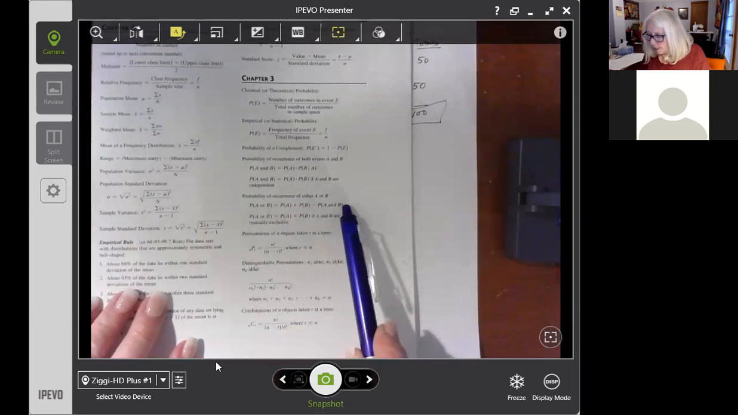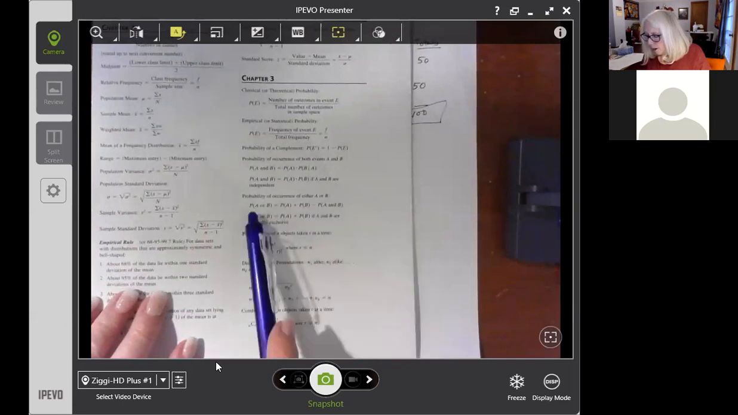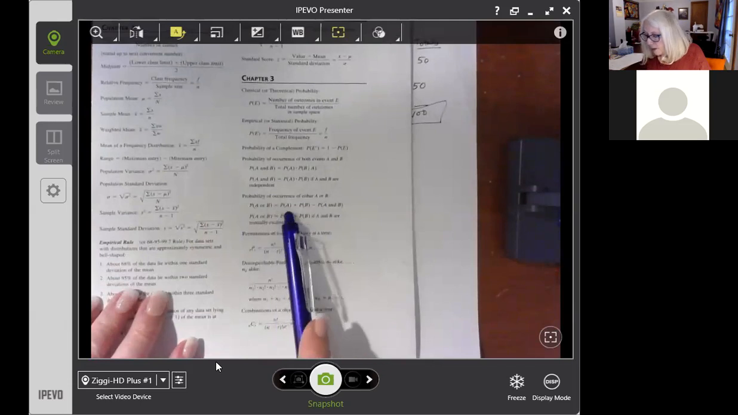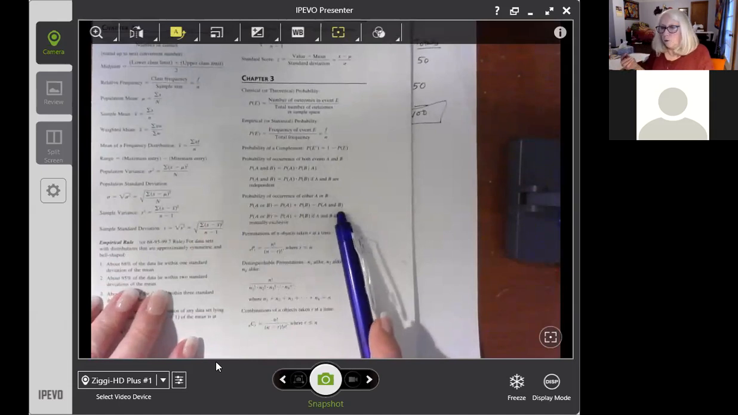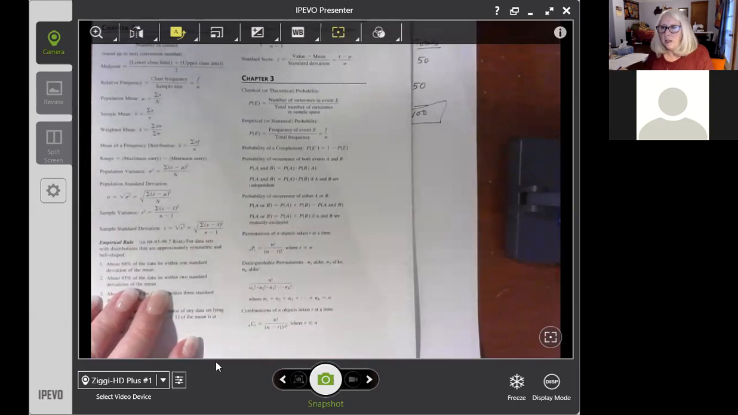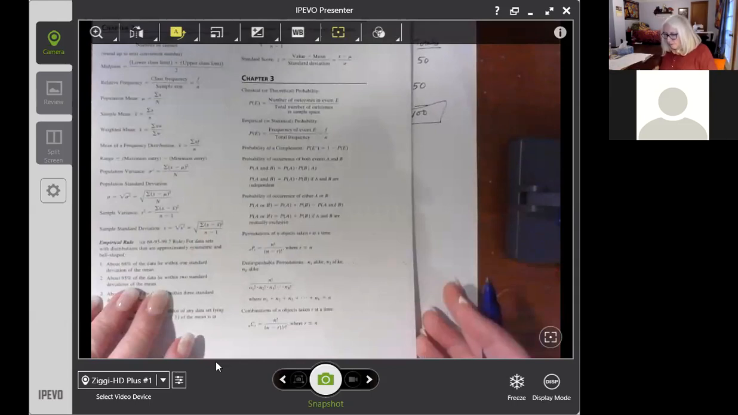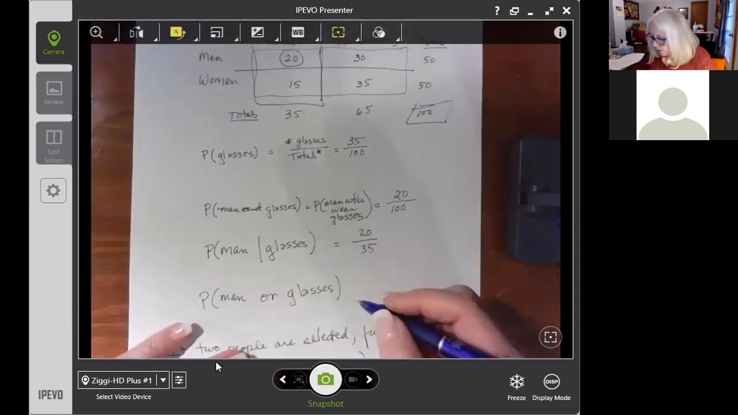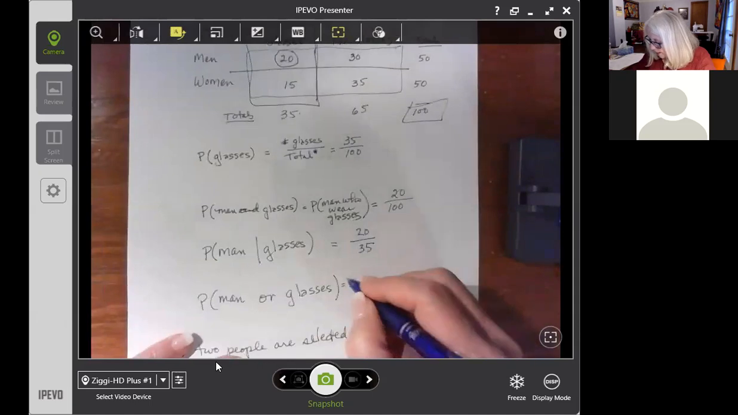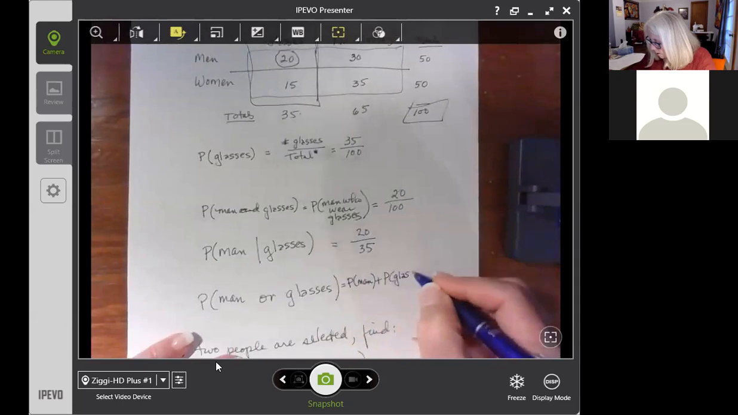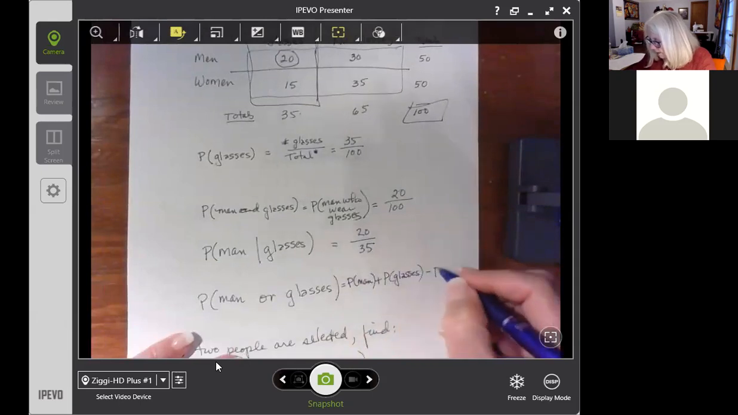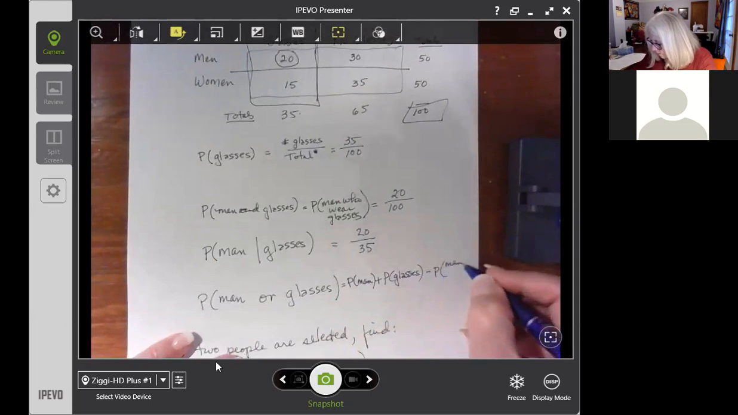But you notice what it says. It says the probability of A or B is the probability of A added to the probability of B minus the probability that A and B occur at the same time. And that's because there's a fundamental rule in probability that you cannot count any selection more than once. So in this problem, it would be the probability of selecting a man added to the probability of selecting someone who wears glasses minus the probability of selecting a man who wears glasses.